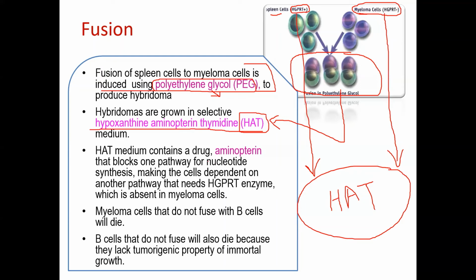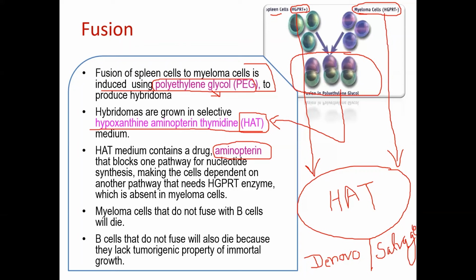Okay, now HAT medium. This is why it is called HAT medium: it contains a drug called aminopterin. This drug blocks one of the two pathways that help our cells, in humans and animals, to produce nucleotides, A, T, C, G, to synthesize DNA. We have two pathways, the salvage pathway and the de novo pathway. Normally we have both of them. If one doesn't work, the second will help, de novo and salvage. These are the two pathways we have naturally in our cells to synthesize DNA.